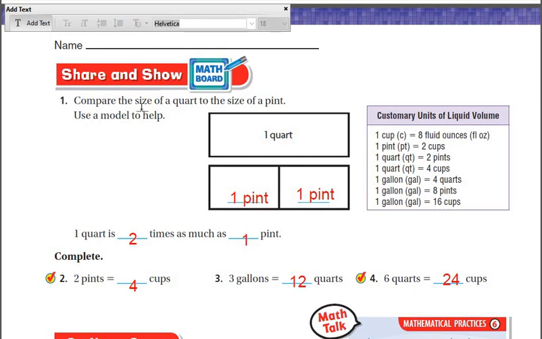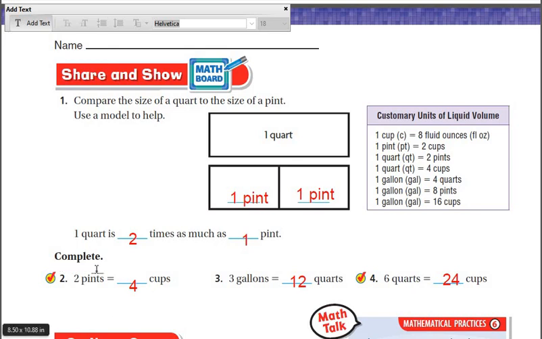So let's compare the size of quart to the size of pint using this model. Here we have 1 quart, as you see, and here we have 1 pint and 1 pint, 2 pints, which means pint is less than quart, or 1 quart is greater than 1 pint. So to convert from 1 quart to this unit, from big to small, we will multiply. 1 quart is 2 times as much as 1 pint.